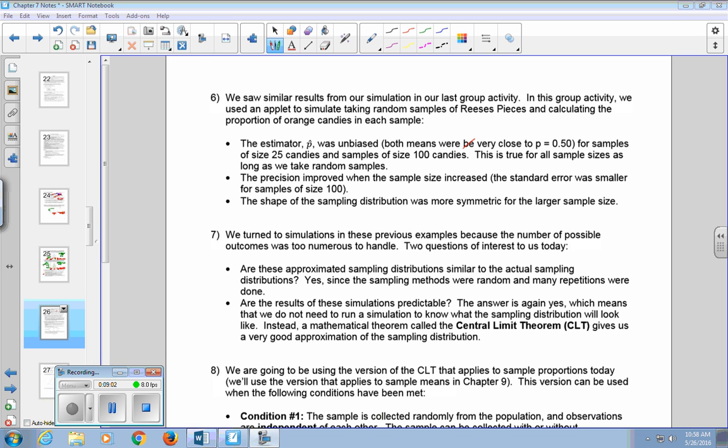Okay. Precision improved when the sample size increased, meaning the standard error was smaller for samples of size 100. And the third thing is the shape of the sampling distribution was more symmetric for the larger sample size.